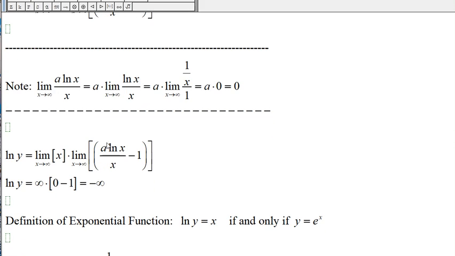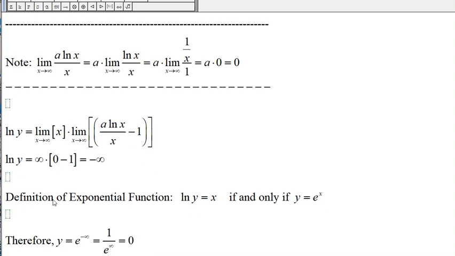And so we get 0 for this, 0 minus 1, and then the limit of negative 1 is just negative 1. And so we have infinity times negative 1, which is negative infinity. And so now we have the natural log of y is equal to negative infinity. But y is what we're looking for.